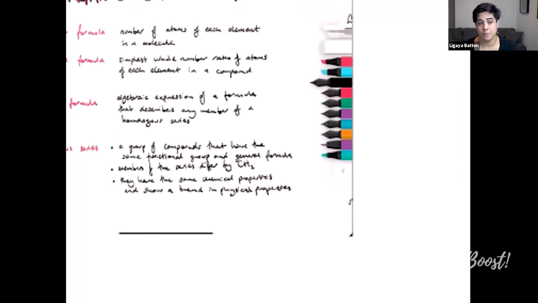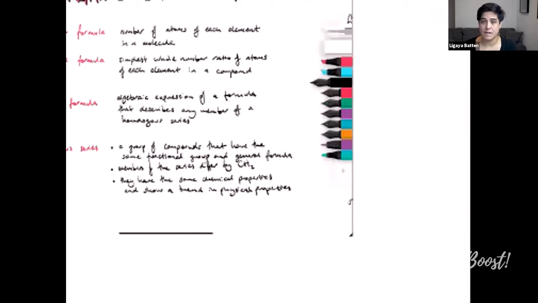The empirical formula is the simplest whole number ratio of atoms of each element in a compound. It could be a molecule or it could be an ionic compound, which is why we say compound. But in a similar way, it's telling us which elements are in that molecule or compound, but what it's not telling us is how many atoms of each element we have in that molecule or compound. So we'll get to some examples to see how these differ in a second.